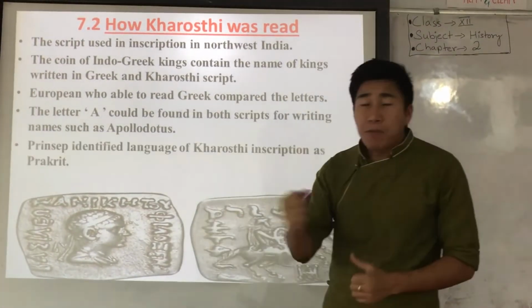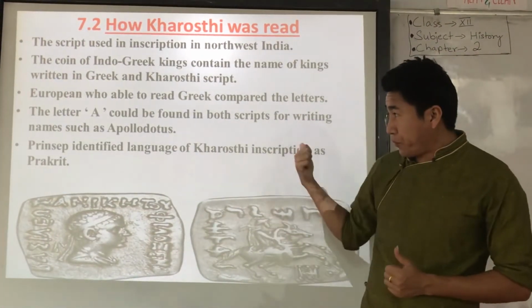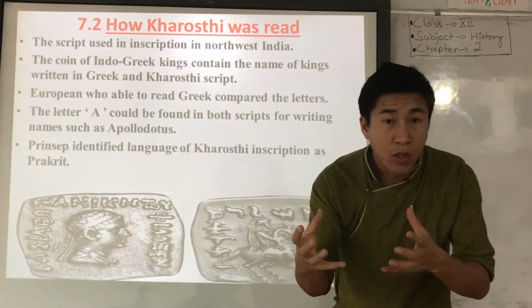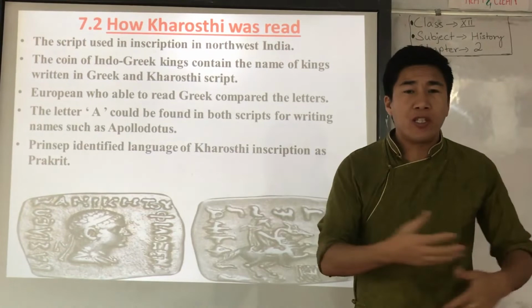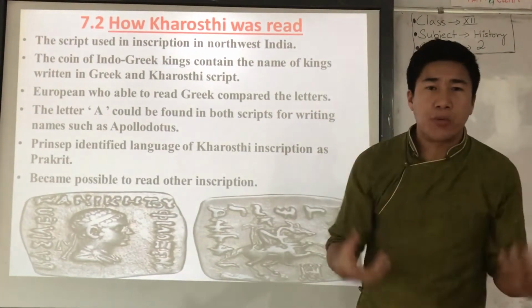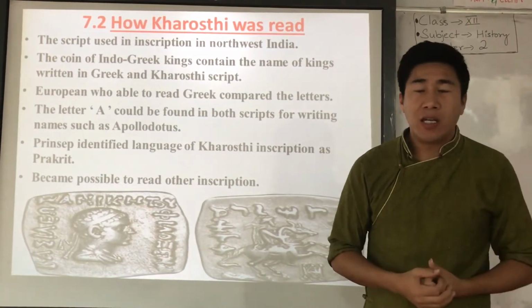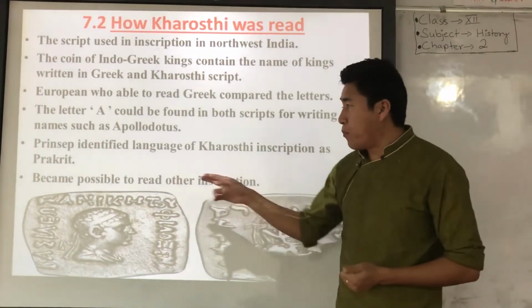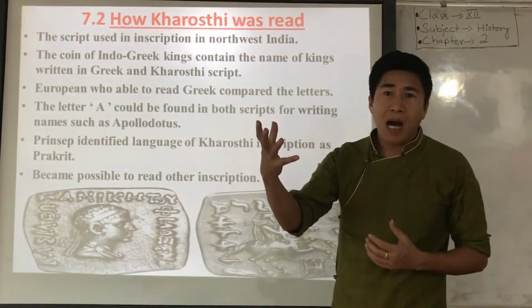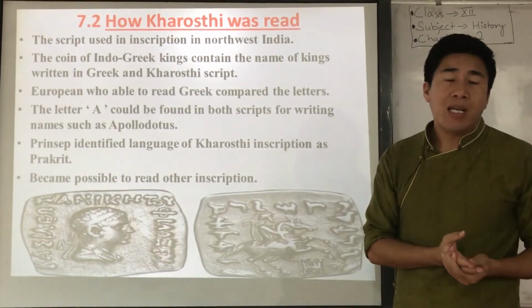When James Prinsep knew that the Kharosthi inscriptions were in the Prakrit language, the language of ordinary people, as I told you, it helped him to read more and more inscriptions of ancient India. So through that way, it became possible to read other inscriptions as well, and both the Brahmi and Kharosthi scripts were deciphered.